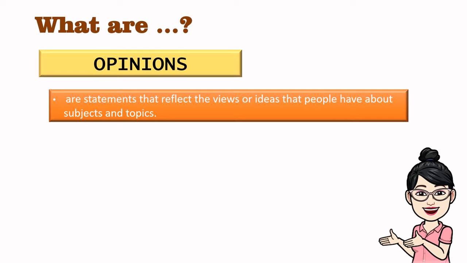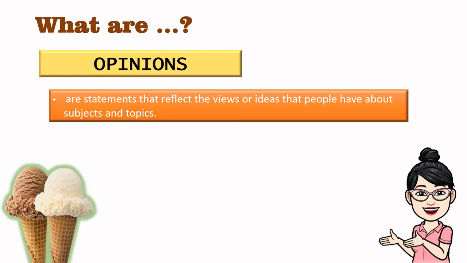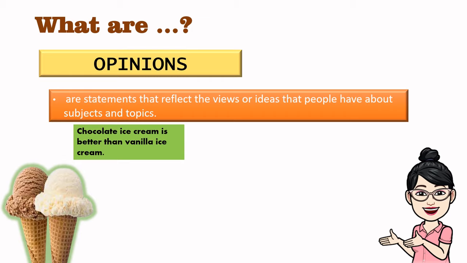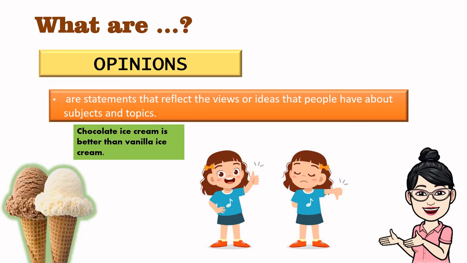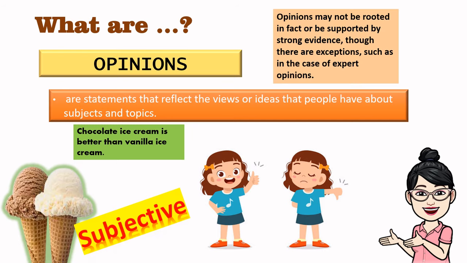For example, your friend says that chocolate ice cream is better than vanilla ice cream. That is their opinion because not everyone may think the same way, nor can it be proven to be true. Pwedeng para sa iba, hindi naman ito masarap pareho, o maaari namang pareho lang itong masarap. This is subjective and it depends on one's preference. Opinions may not be rooted in fact or be supported by strong evidence, though there are exceptions, such as in the case of expert opinions.